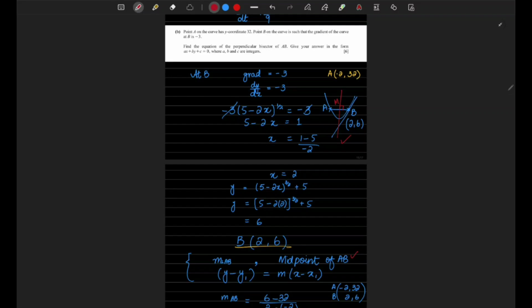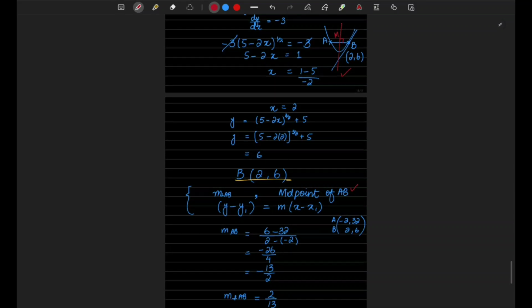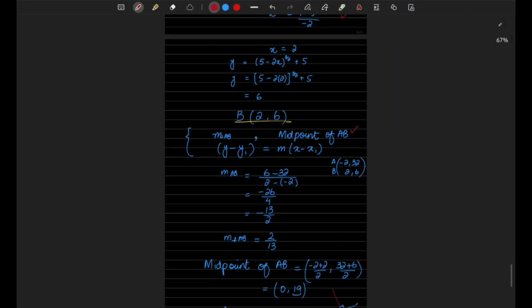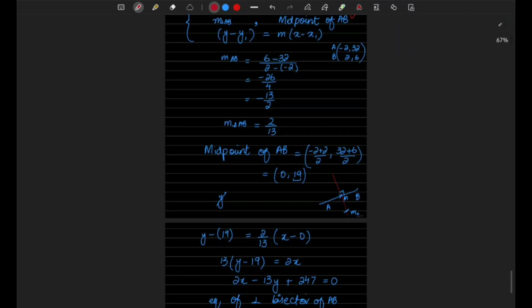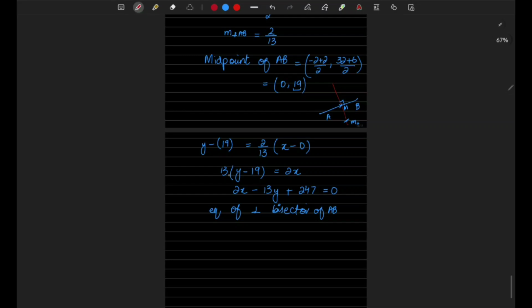And as it will be perpendicular, if we find the gradient of AB, the slope of AB, we can just take the negative reciprocal to find the slope of the perpendicular line, the perpendicular bisector. So this is how we have done it: we got the slope of AB, then we got the slope of the perpendicular bisector, and we finally found by point slope form the equation of our perpendicular bisector of AB.